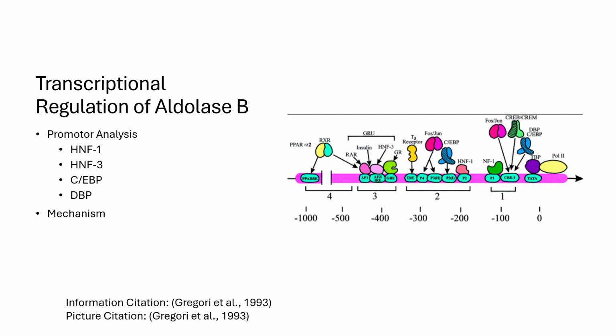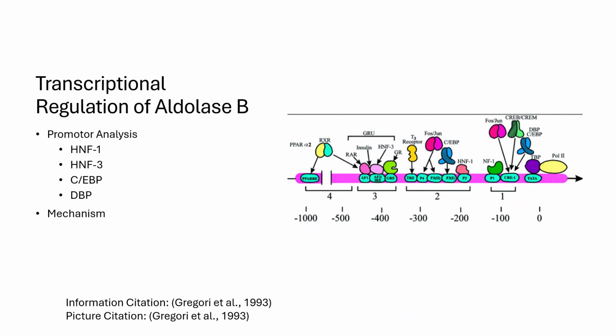CEBP plays a role in mediating hormonal responses, such as insulin signaling, and contributes to metabolic regulation in hepatocytes. DBP, which stands for D-box binding protein, is involved in circadian rhythm regulation. It fine-tunes the expression of genes like aldolase based on the time of day, linking metabolism with the biological circadian clock.